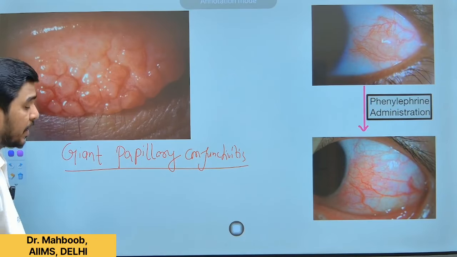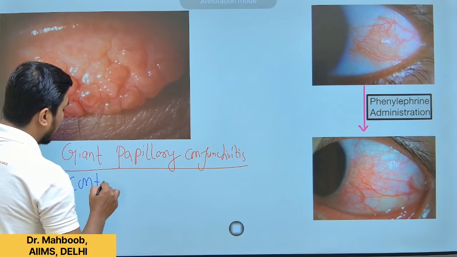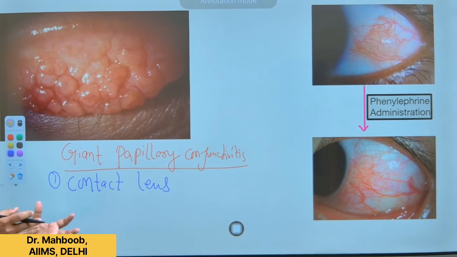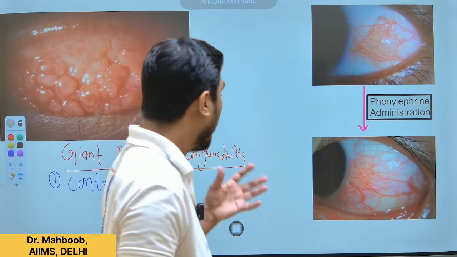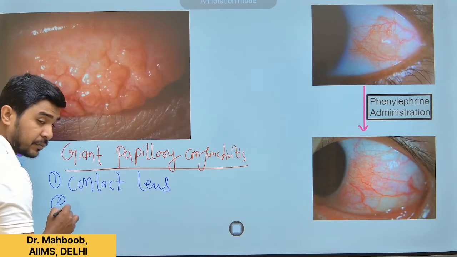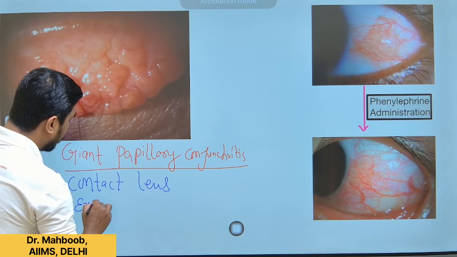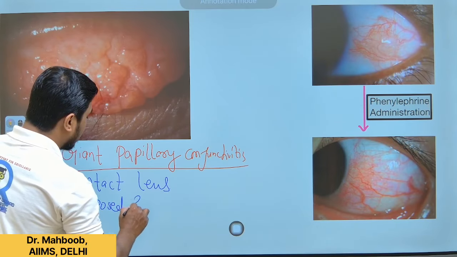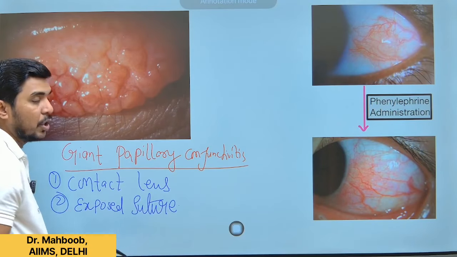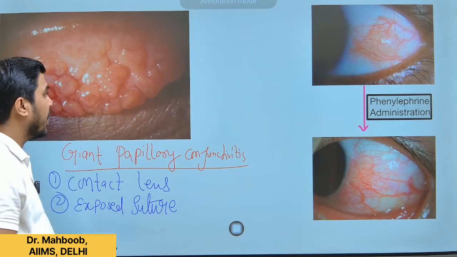When is this happening? So the causes are, the first one is contact lens user. So contact lens is one of the most important causes of this. Second point is exposed sutures. If the sutures get exposed, like corneal sutures, conjunctival sutures or scleral sutures, it will continuously rub the conjunctiva and can cause this.